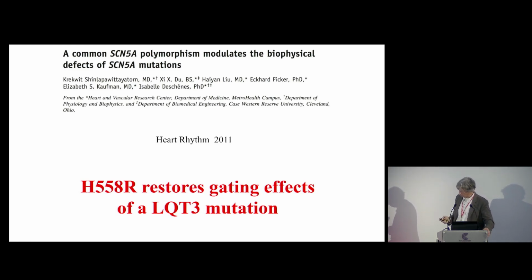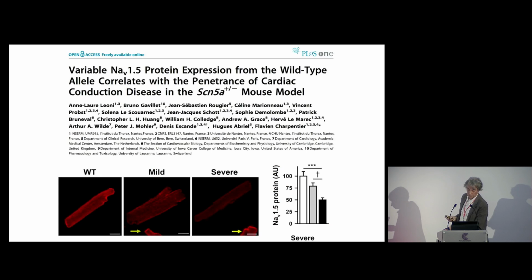Different polymorphisms, even in the sodium channel itself, have an impact on LQT3 variants. In this case, this is a very common variant in SCN5A at position 558, and it has been shown in nice studies that when you have both the variant and this polymorphism, you don't have the gating effect that leads to the LQT3 variant. And what makes it even more complicated is this study from Nantes.